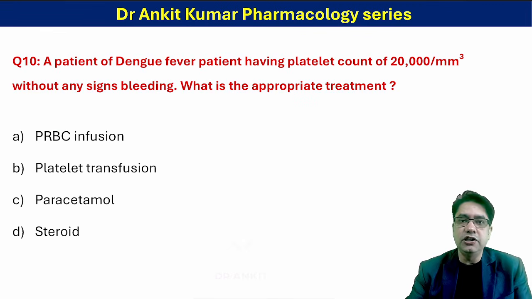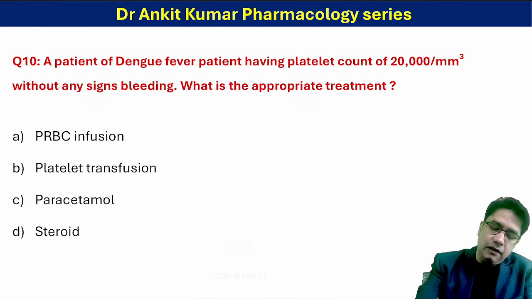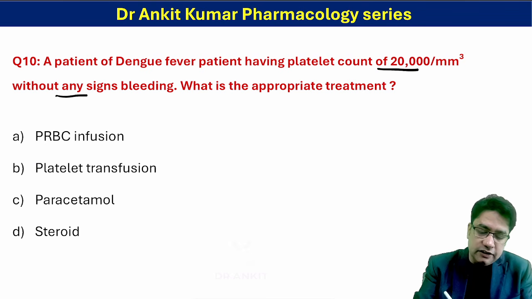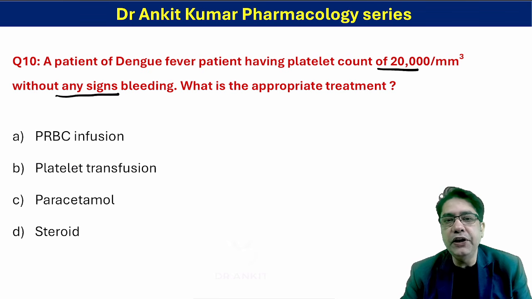A patient of dengue fever is having platelet count of 20,000. Now there are no signs of bleeding. What is the appropriate treatment?